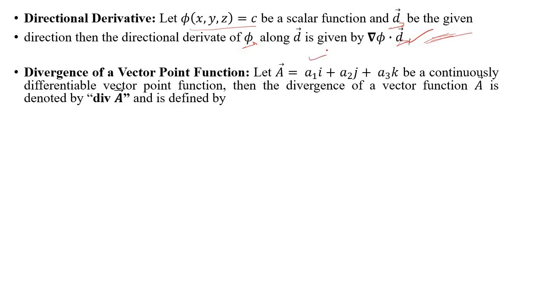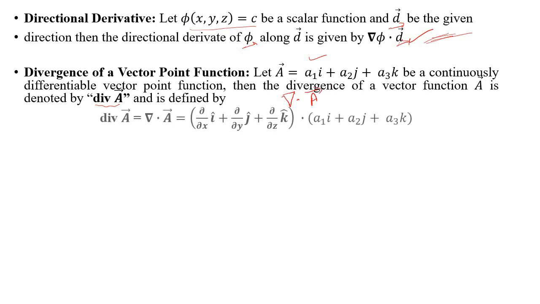Consider a vector A equal to a1 i + a2 j + a3 k. This is a continuously differentiable vector point function. Then the divergence of vector A is denoted by div A, or another notation is del dot vector A.